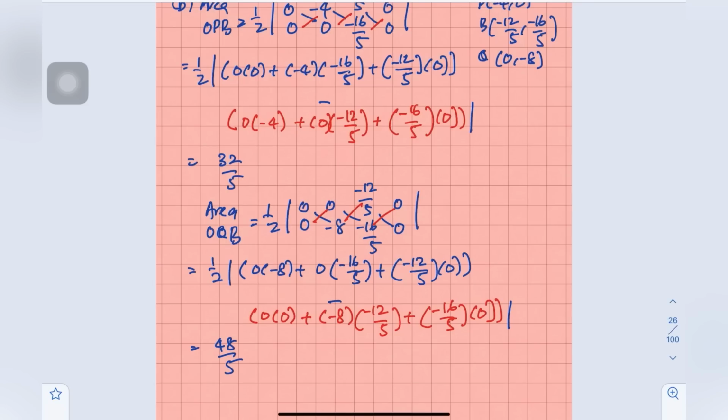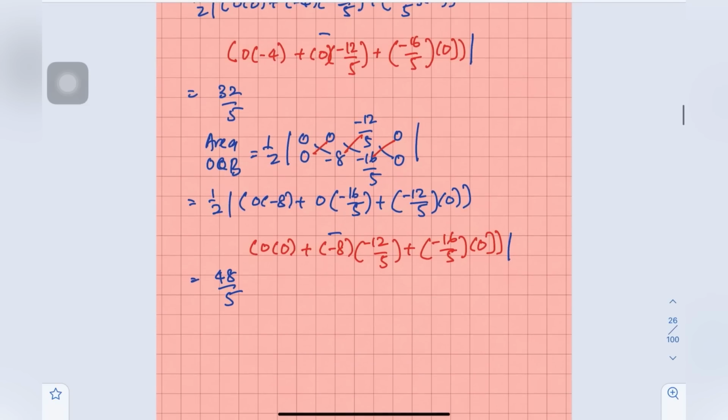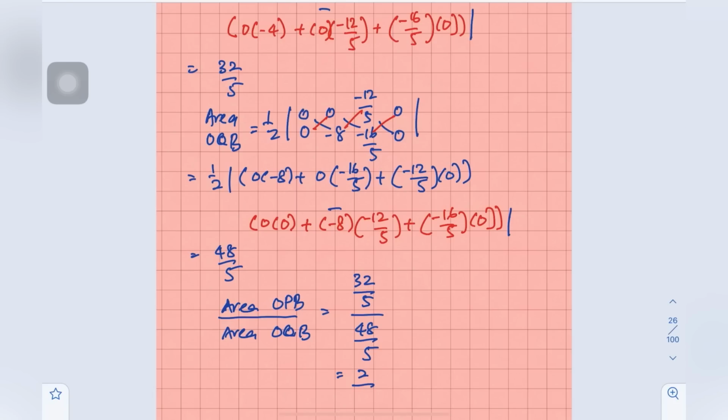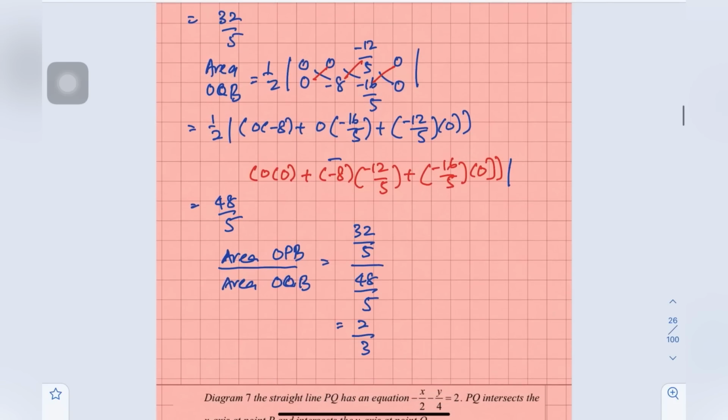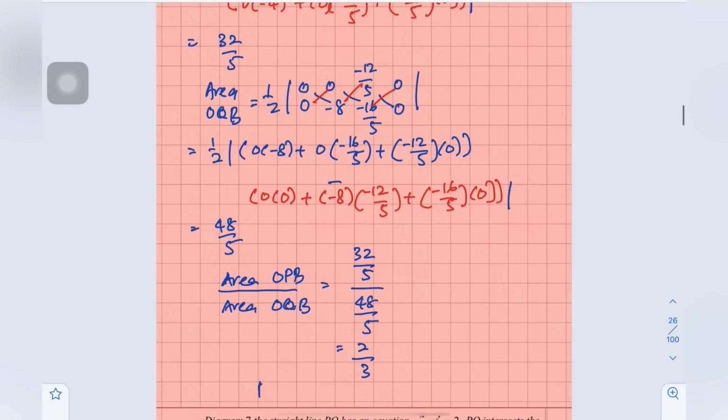48/5. Okay. So then the ratio area OPB over area OQB is 32/5 over 48/5. So kita akan dapat 2/3. So the ratio, ratio 2:3.